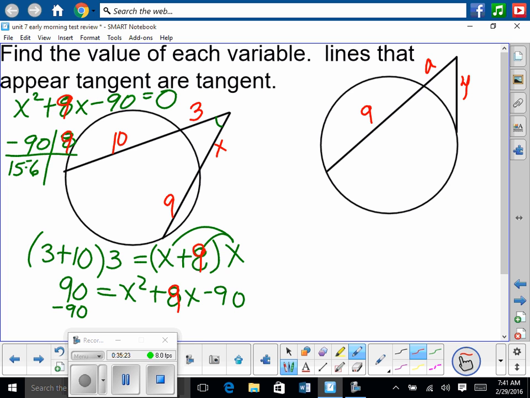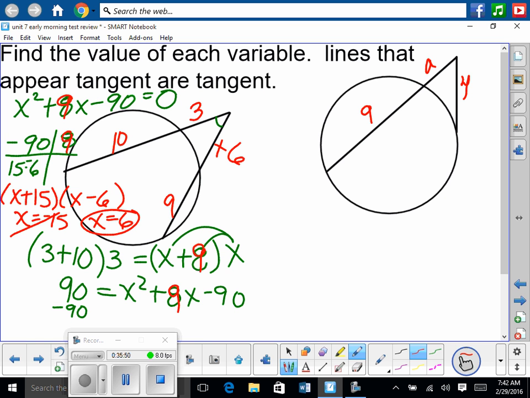Okay, and I do believe that the ones on the test will solve by factoring. But we could do the quadratic formula. Anyways, we will factor this to be x plus 15 times x minus 6, and set each of those equal to 0 and solve. So we get x is equal to -15 and x is equal to 6. We throw out the -15 answer, we keep x is equal to 6, right? Okay, questions on that one?